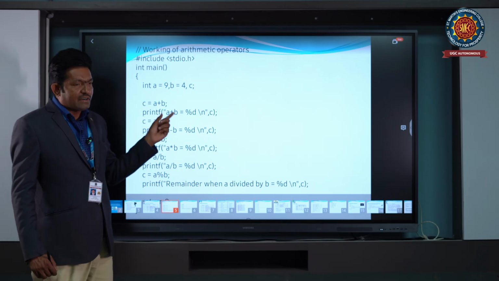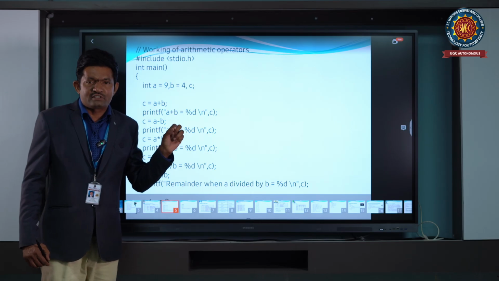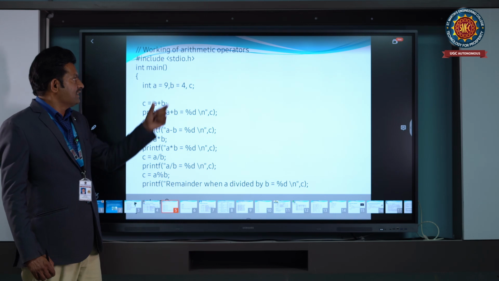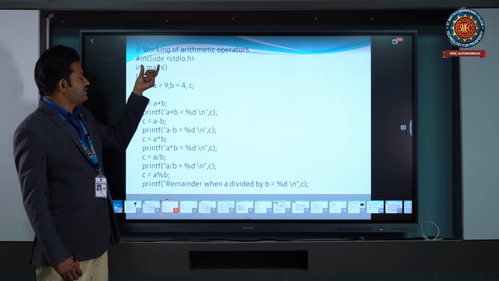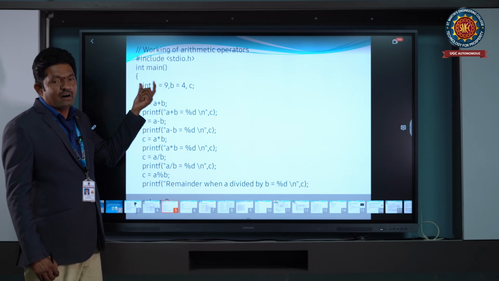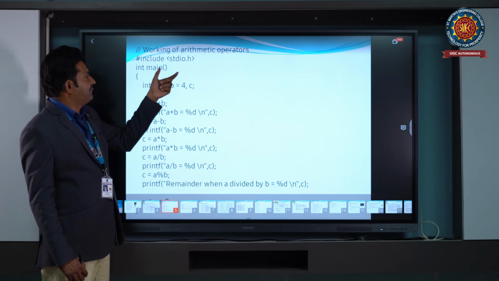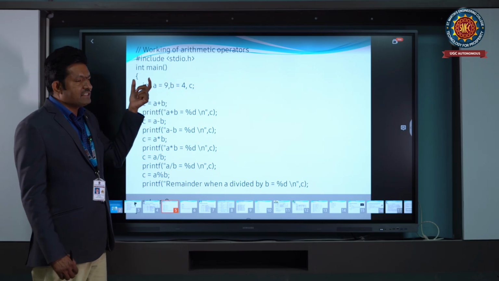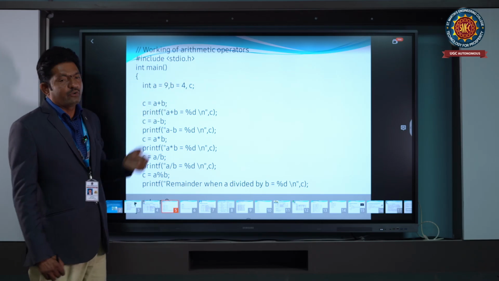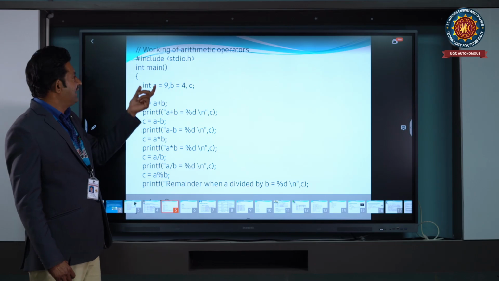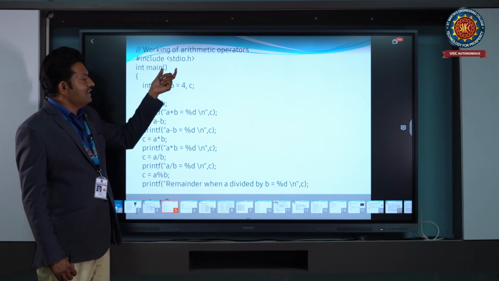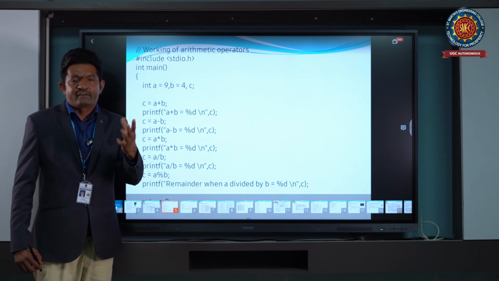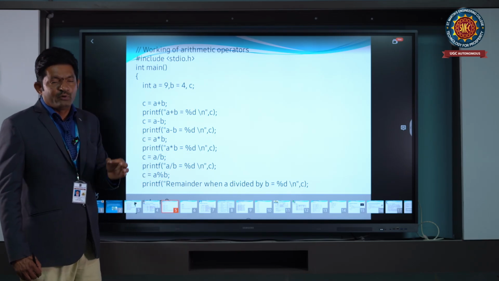Here we are using operators in C. C language was developed by Dennis Ritchie at AT&T Laboratories. Based on the C language, here is the source code for the arithmetic operators. The working of arithmetic operators as shown: include stdio.h. Every C program starts with main, and before that we have to add the header files. stdio.h stands for standard input output header file.